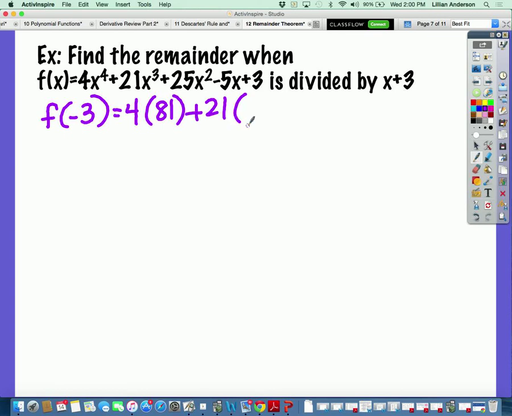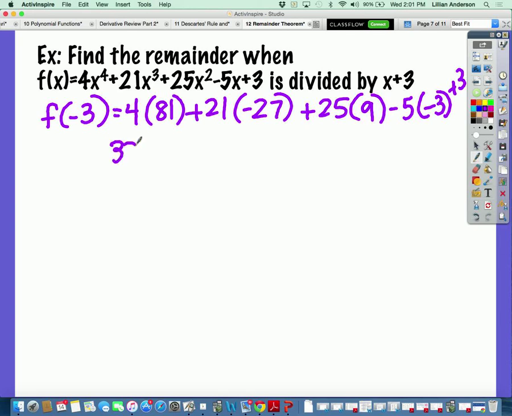Plus 21, and then negative 3 to the 3rd power is negative 27. Plus 25 times negative 3 to the 2nd. You definitely didn't need a calculator for that. What is that? 9. Minus 5 times negative 3 plus 3. Okay? 4 times 81 is a simple multiplication. What's 4 times 8? 32. And what's 4 times 1? 4. There you go.